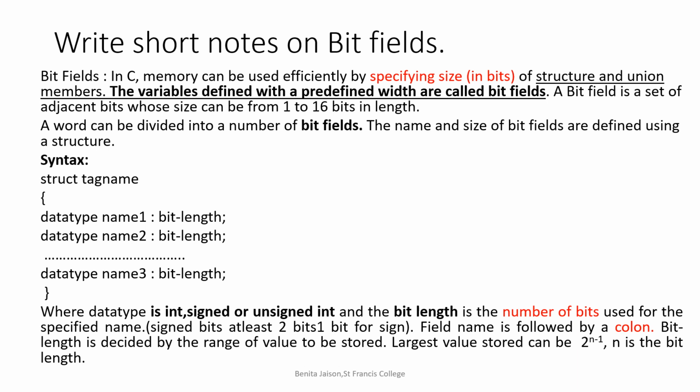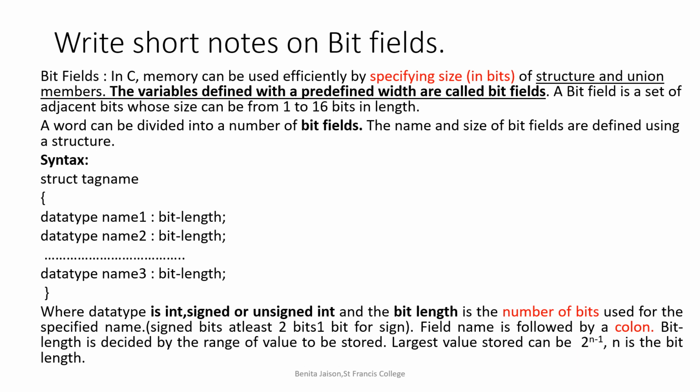So you can use a structure or a union in order to define the data type as well as the size of the bits. So the usual syntax is struct tag name, and in curly bracket we have to mention the data type followed by the name of the member variable followed by the bit length. So after colon we have to mention the bit length. When compared to the ordinary structure, we first mention the data type and the variable name; here after that we have to give a colon and give the size or the bit length.